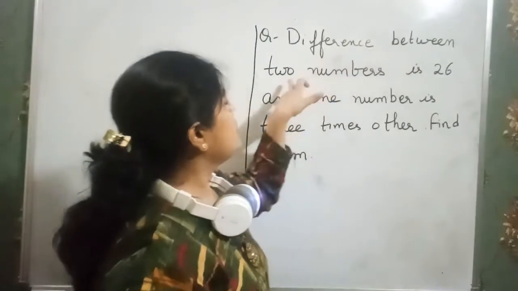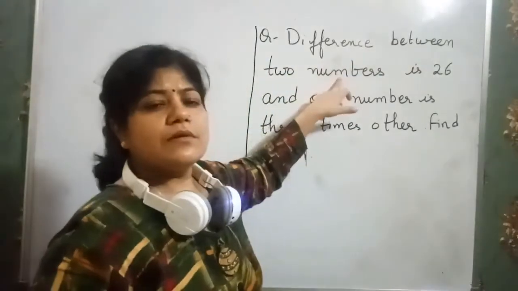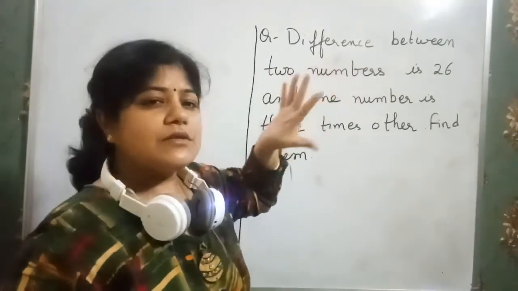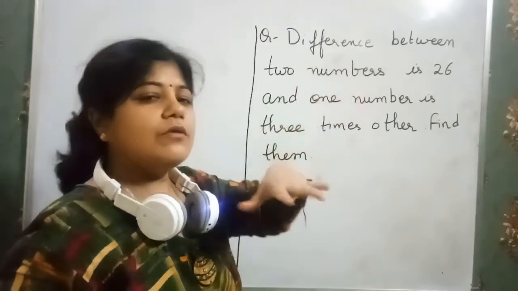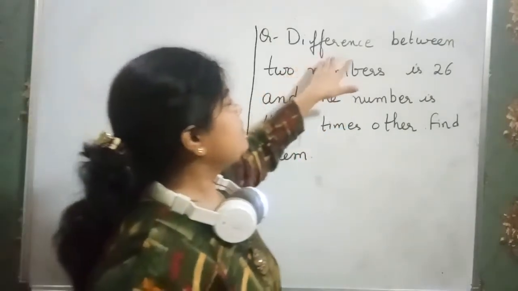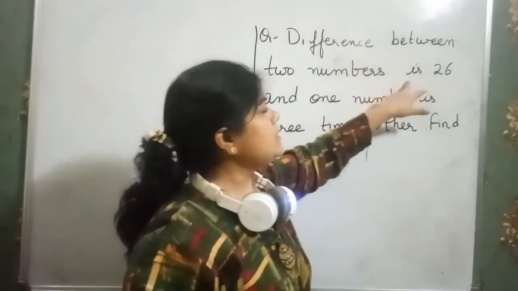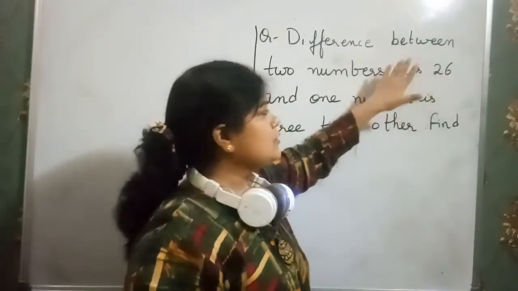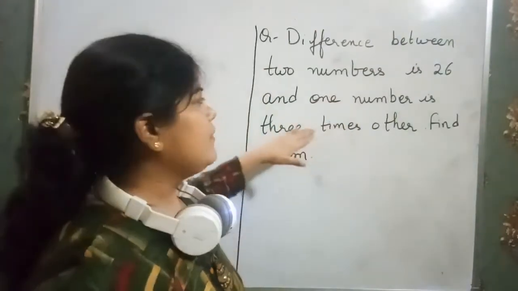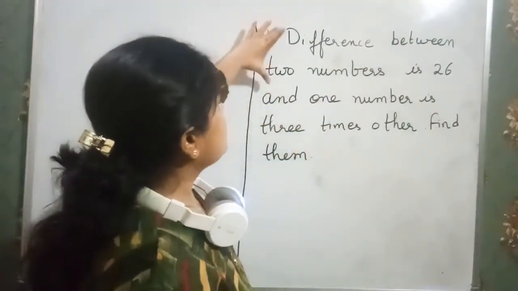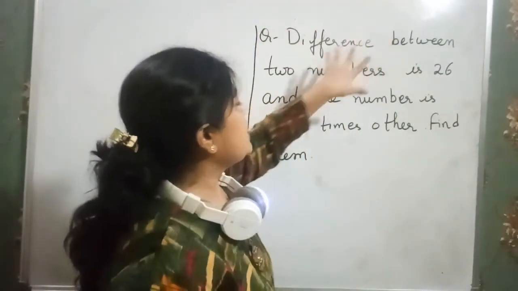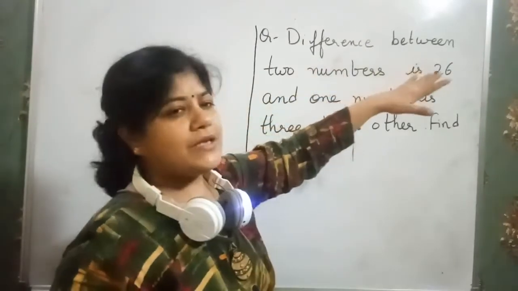Difference between two numbers. Just read slowly. Don't go in a speed. Difference between two numbers is 26. Don't read forward. Just read the two lines. Difference between two numbers is 26.